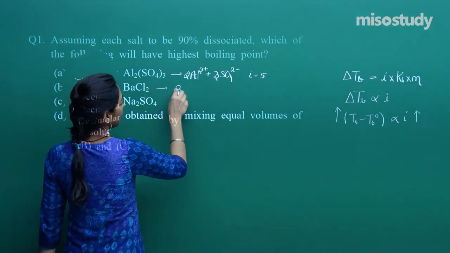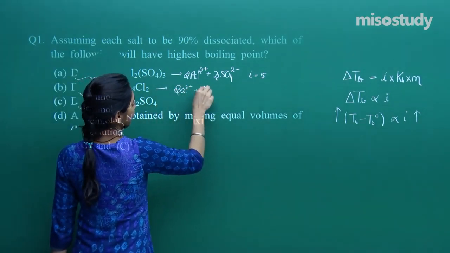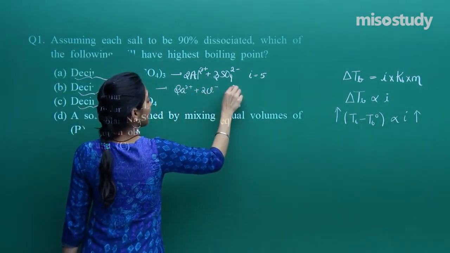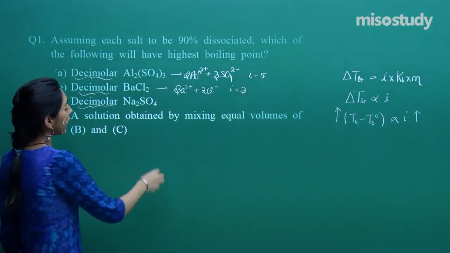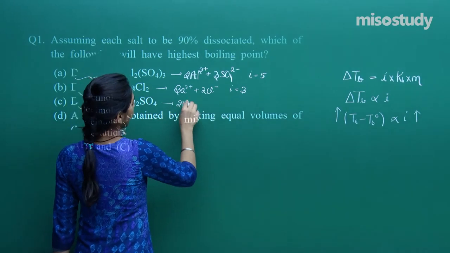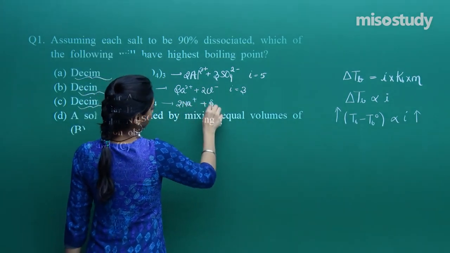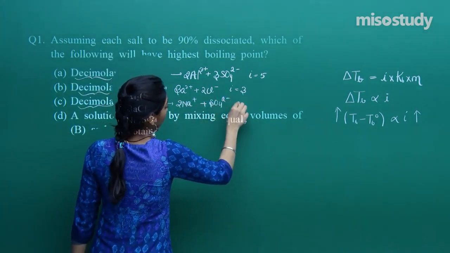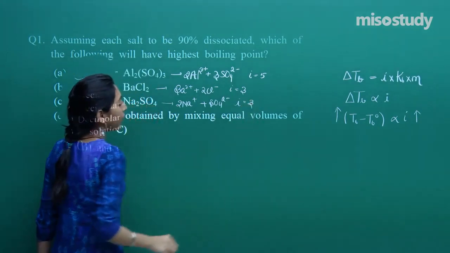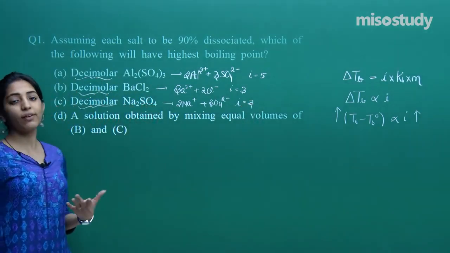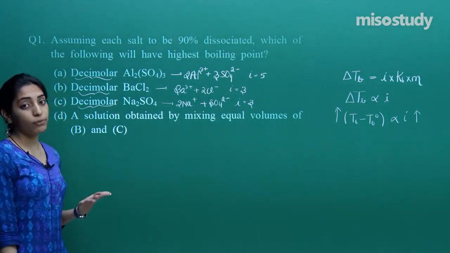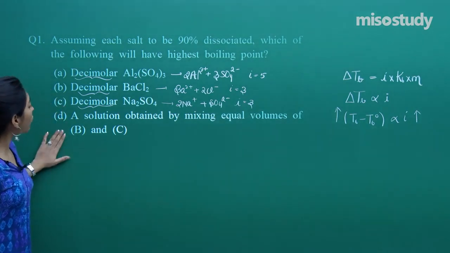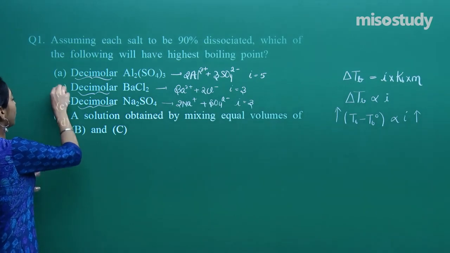BaCl2 will give us Ba2+ and 2Cl-, making the i value 3. And Na2SO4 will again have 2Na+ and SO4 2-, so once again the value of i is 3. So we can simply say that wherever the value of i will be maximum, in that particular case the boiling point will be maximum. The fourth is, so for sure not this, not this.